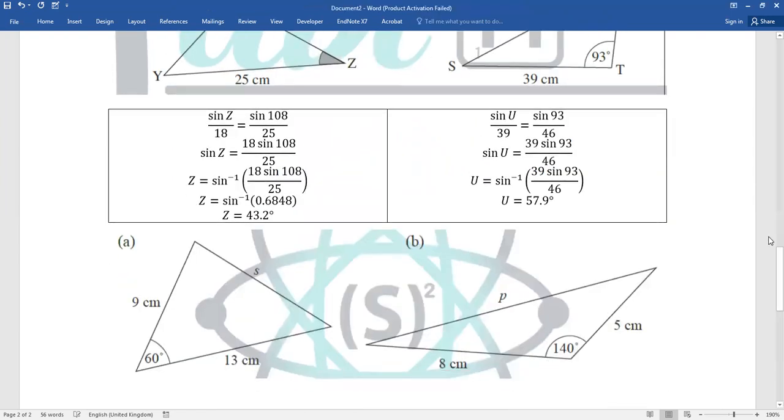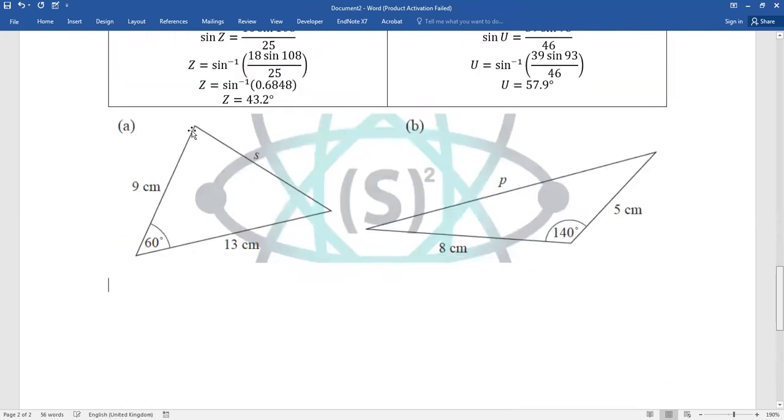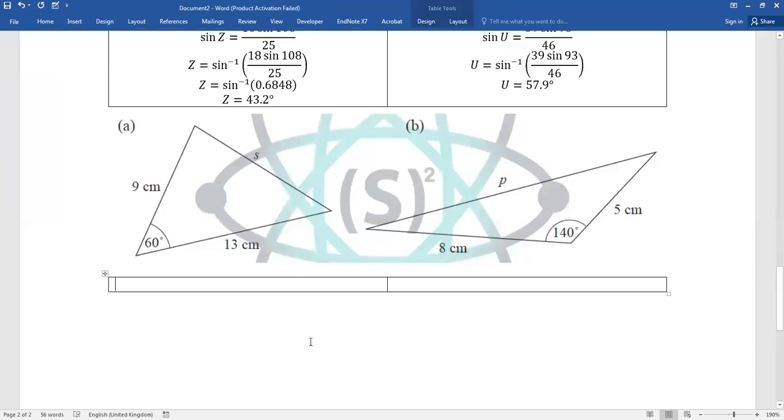Okay, now what about this? What do I need to find? I need to find the side S. What do you check first? Cosine. It's not a right angle triangle, so SOHCAHTOA and Pythagoras theorem not needed. Sine or cosine rule, right? So first check for cosine.